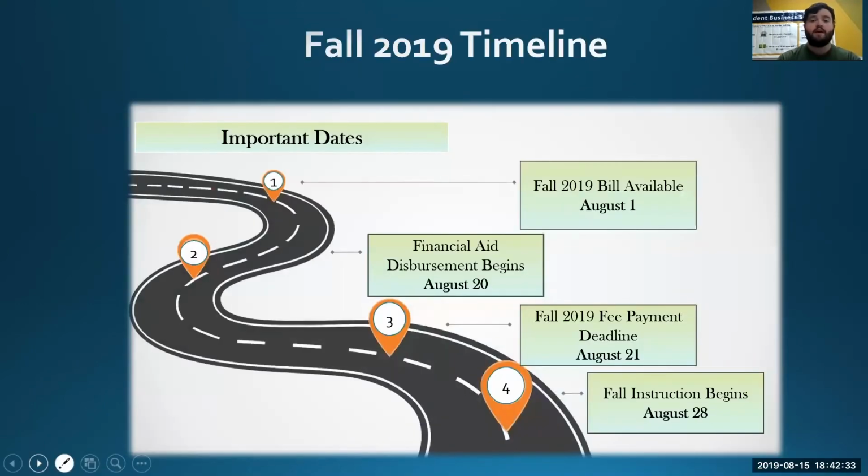Okay. Just some important deadlines before we go into the live questions and answers. Remember that the August 1st billing statement has already been generated. Financial aid is expected to post onto the accounts. I know right now you see authorized aid, but it will actually post on August 20th as long as all the requirements have been met. And then the fall 2019 payment deadline is August 21st, and school begins on August 28th.